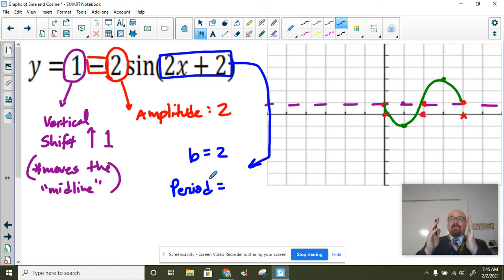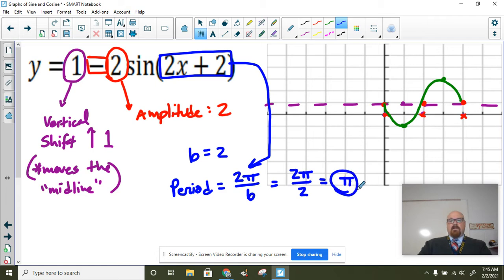We're cutting it in half, right? So inside transformations do the opposite of what we would expect. And that's shown by this formula, right? So the formula is 2 pi over b. So in this case, it's 2 pi over 2, and 2 pi over 2 is just pi.